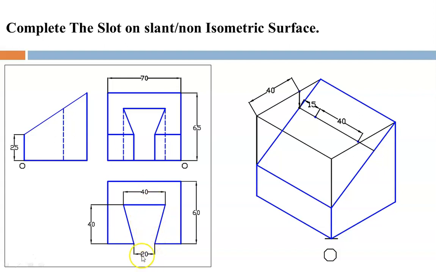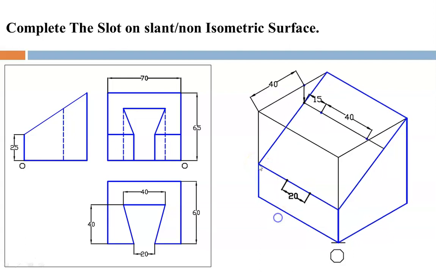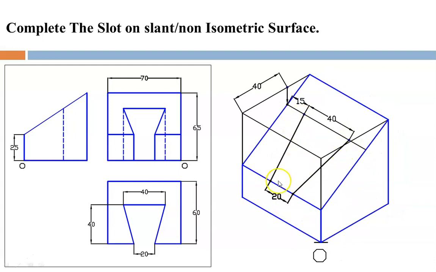So if this is 20, total length is 70, so 50 is remaining. So 25 over here and 25 over here. It means we have to start from here 25 and then 20. So here you can see from this point 25 here, and then from this point 20 you will get another point. So these are the 2 required points. Now we will draw these 2 inclined lines by joining this point with this one and this point with this one. So here you can see these 2 points are joined with the straight line.